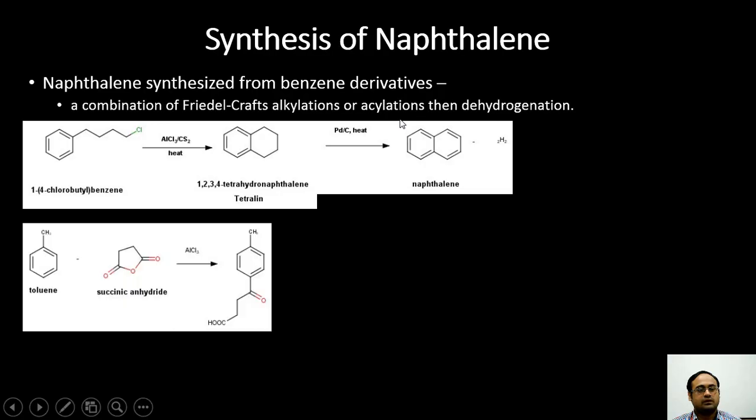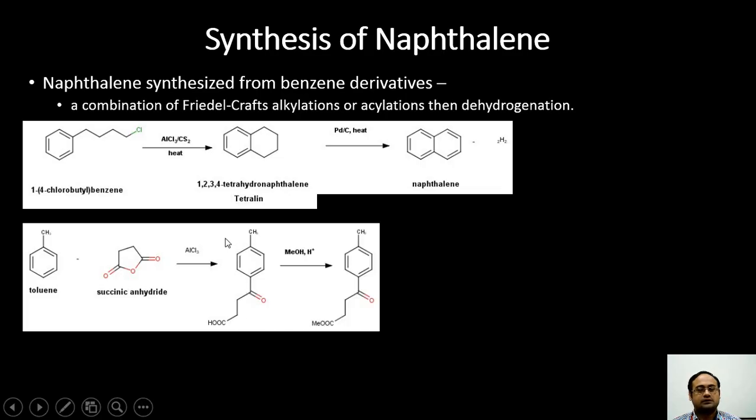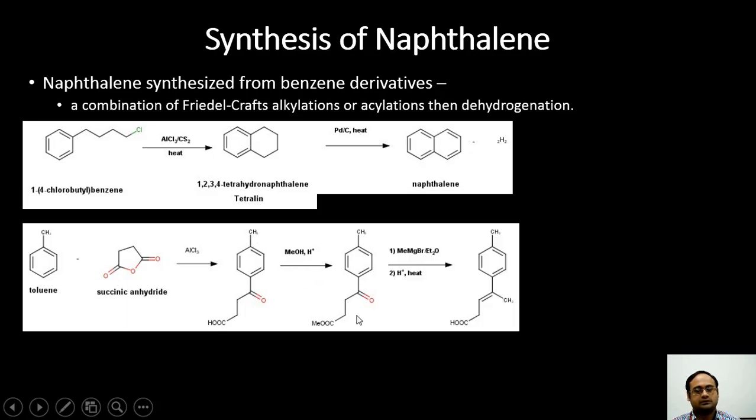But some other derivatives can be prepared by using toluene, which is treated with succinic anhydride under Lewis acid conditions, and we get the corresponding keto acid, substituted keto acid. This is further esterified using methanol and acidic conditions, and then it is treated with a methyl magnesium Grignard reagent, where methylation at this carbonyl position takes place, and this is in the next step.